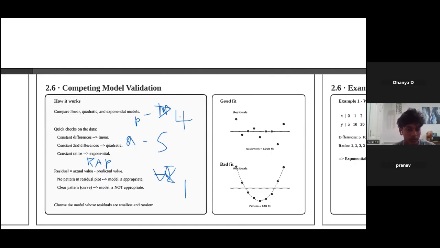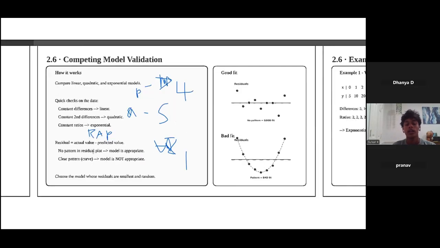And okay, residuals. For the residual plot, if there's no pattern in the plot, then the model is appropriate. Whereas if there's a clear pattern, like a curve or a line, then the model is not appropriate.